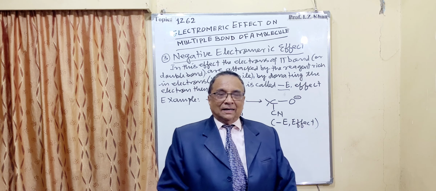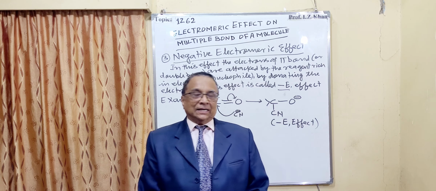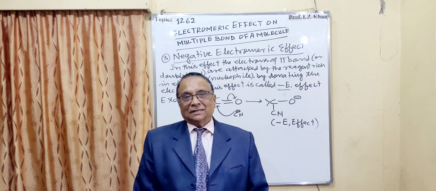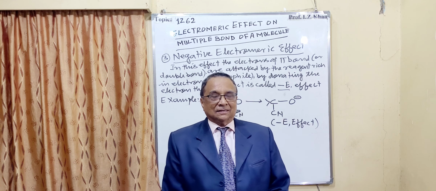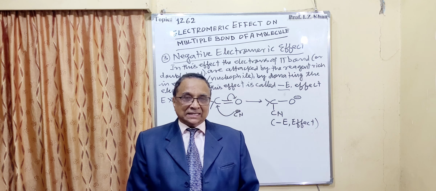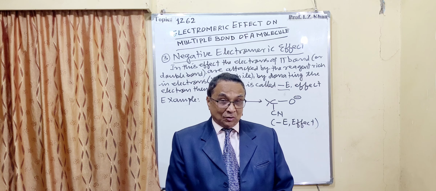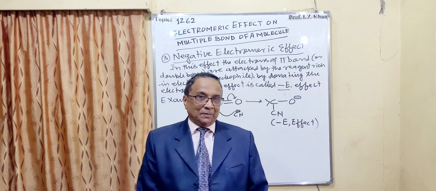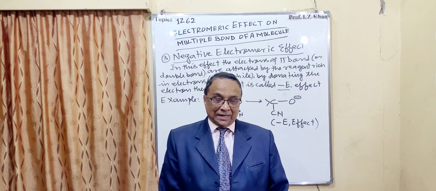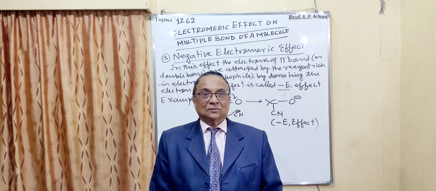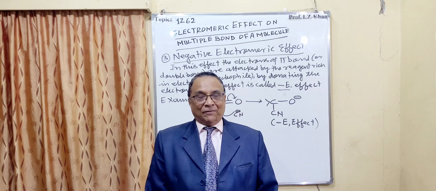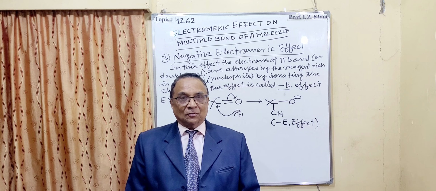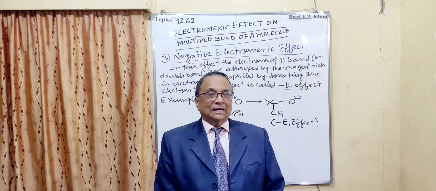So in the reaction intermediate, the second condition is where the attacking reagent is rich in electrons, or we can say it is a nucleophile, like CN minus, OH minus, meaning they have extra electrons. They can donate, they can supply the electron to the carbon center. Such an effect is called negative electromeric effect, and it is given by minus.